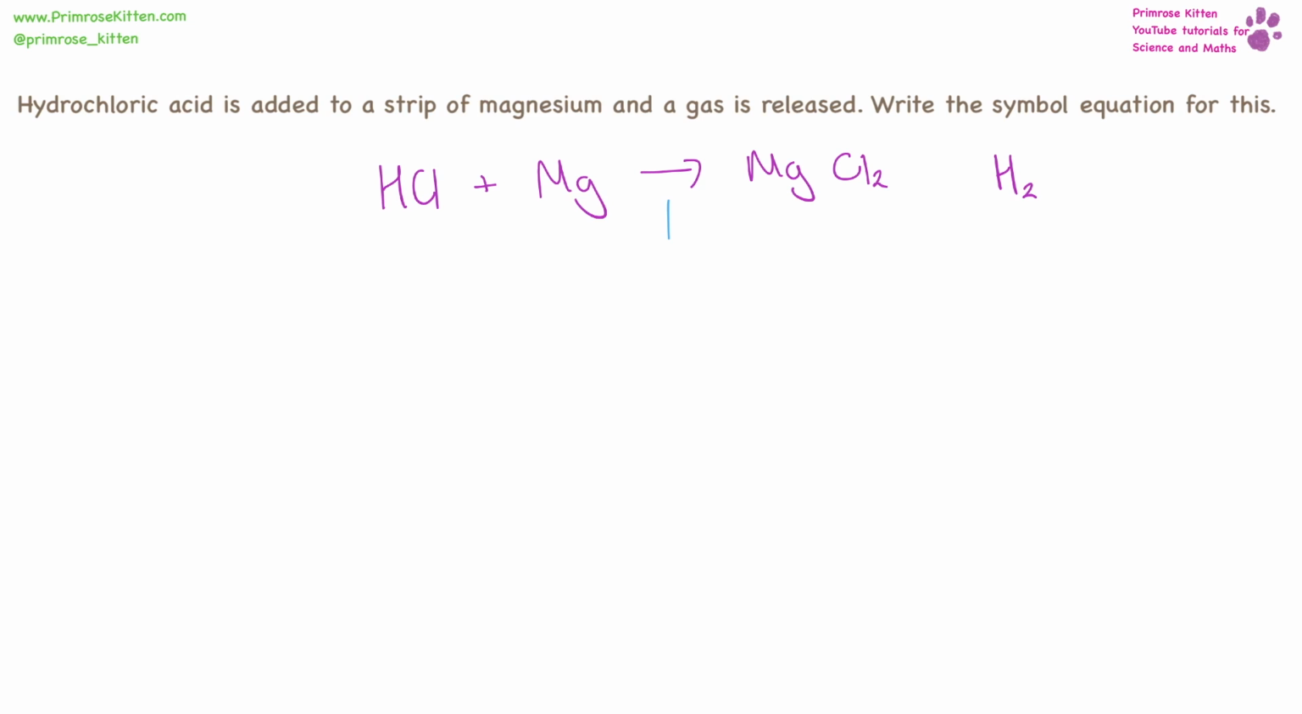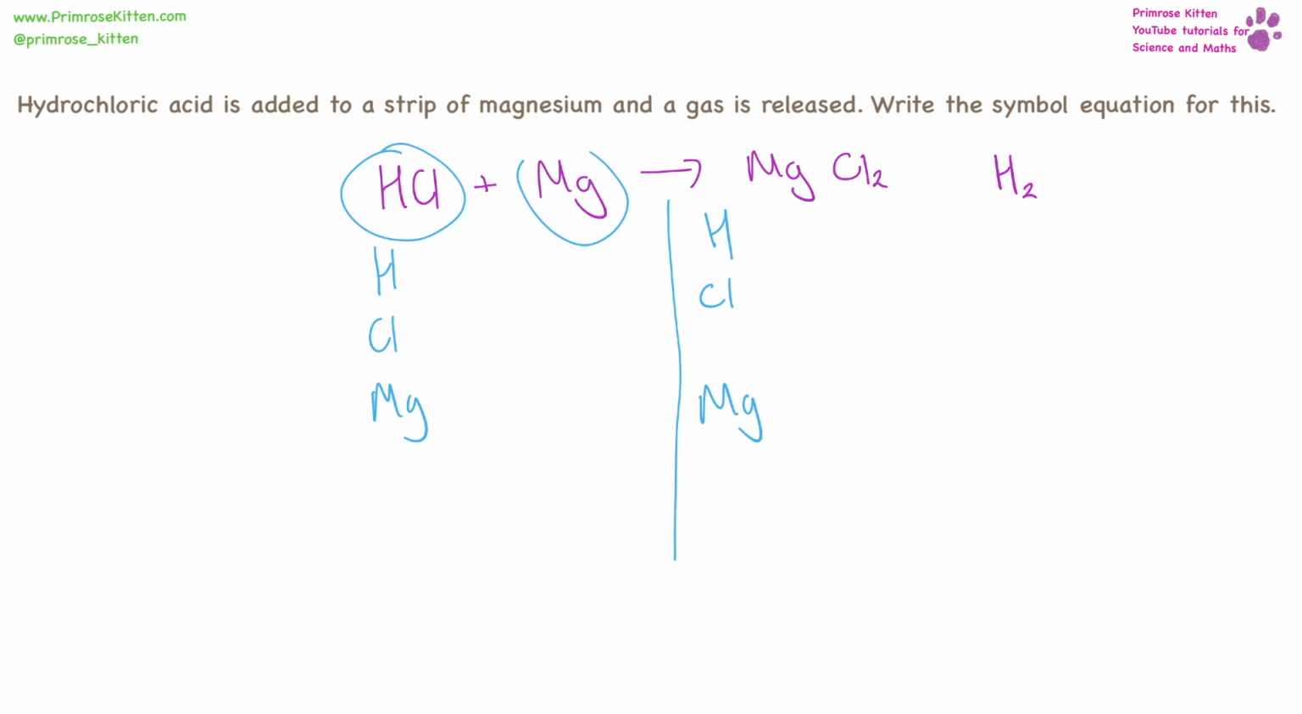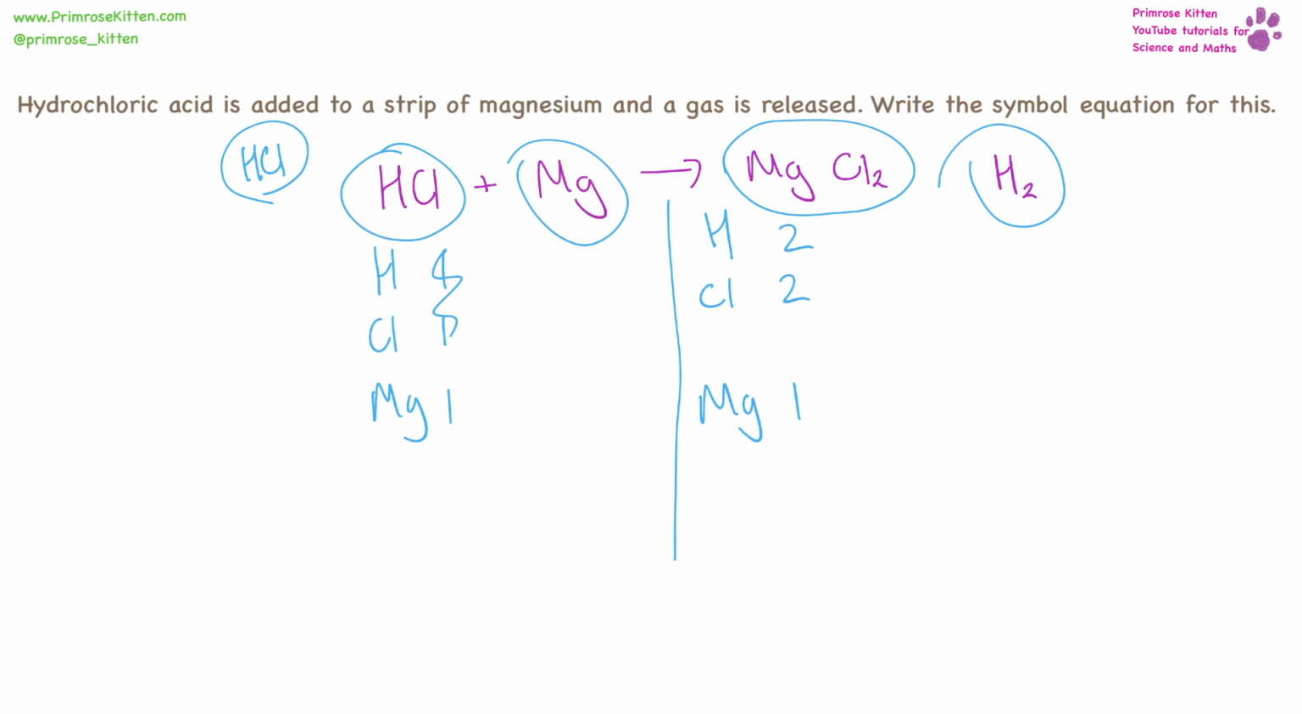So to balance our equation we draw a line down the middle, list what we have, hydrogen, chlorine, magnesium, hydrogen, chlorine, magnesium. It is really going to help you if you keep things in the same order. Circle the compounds that we have. List the numbers of things. So we have 1 hydrogen, 1 chlorine, 1 magnesium, 2 hydrogens, 2 chlorines, 1 magnesium. So you can see straight away we need some more hydrogens and some more chlorines. The easiest way for us to do that is to add another HCl on there. Then redoing our numbers, we have 2 hydrogens and 2 chlorines.